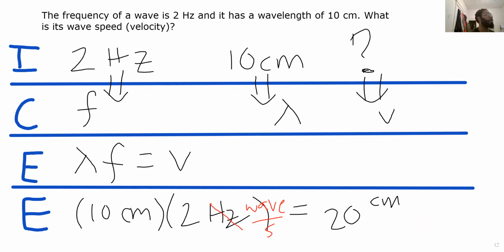Let me just go ahead and write that. All right, centimeters over seconds. And that's my final unit. All right. So that seems pretty good.